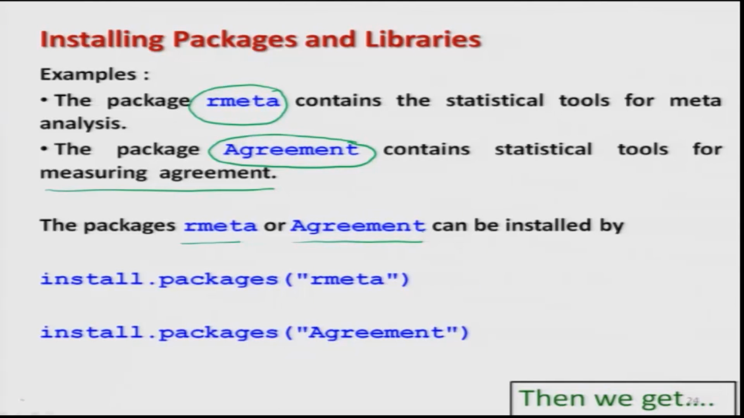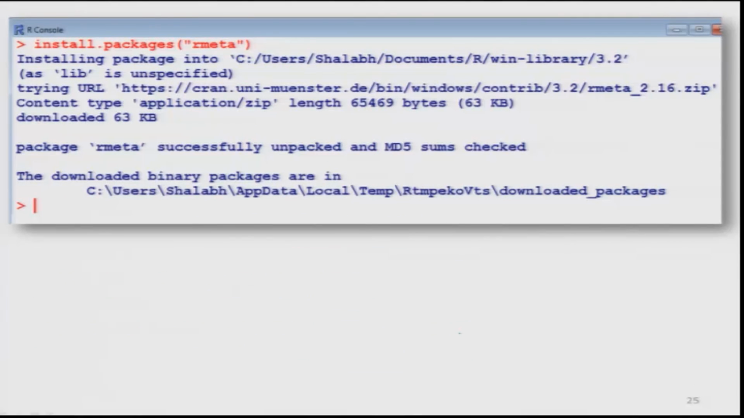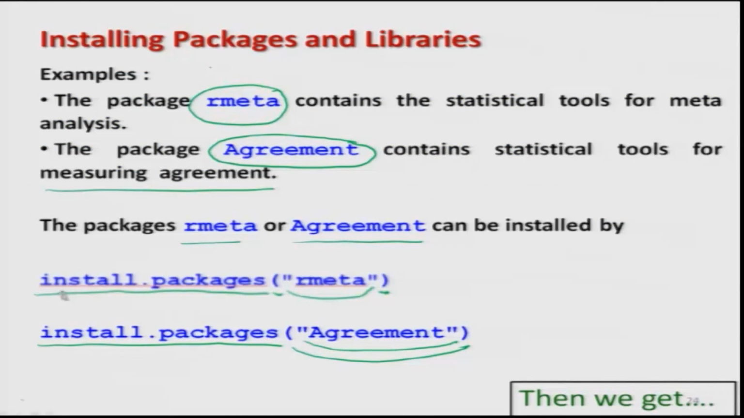Now you can see this is pretty simple. You simply have to write install.packages, and inside the brackets write Rmeta inside double quotes. Similarly, if you want to install the package agreement, you simply type install.packages, and inside the brackets write agreement inside double quotes. Once I do it, I get a screenshot like this one.